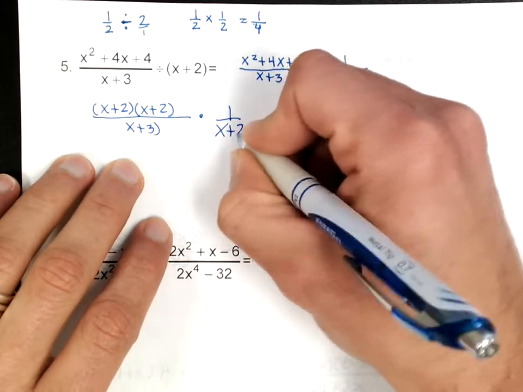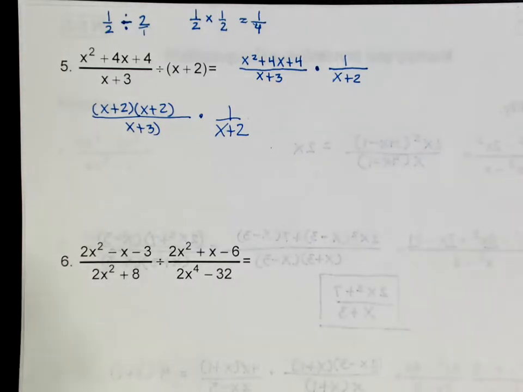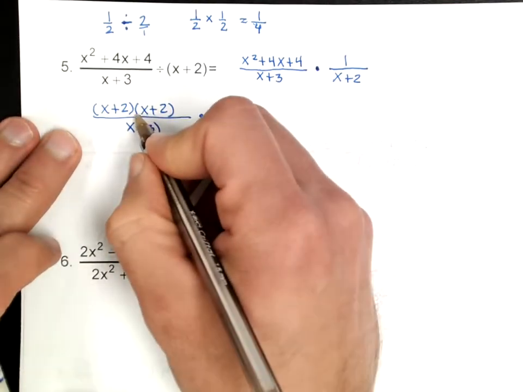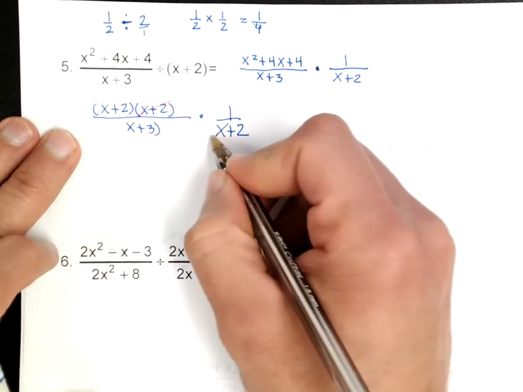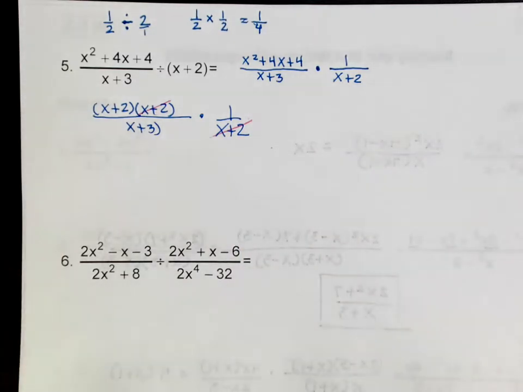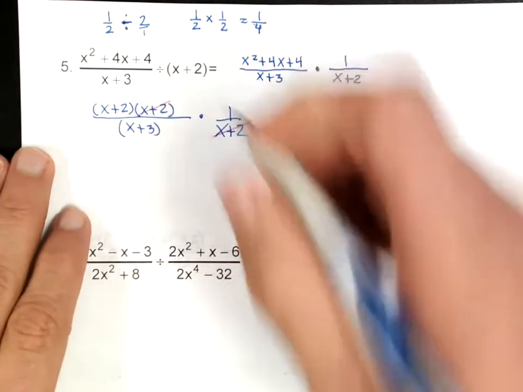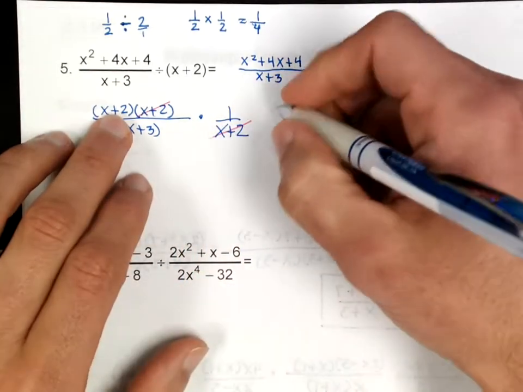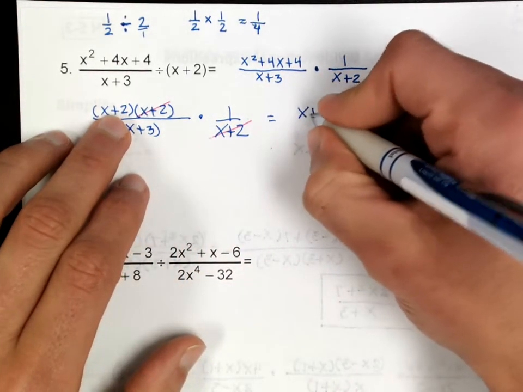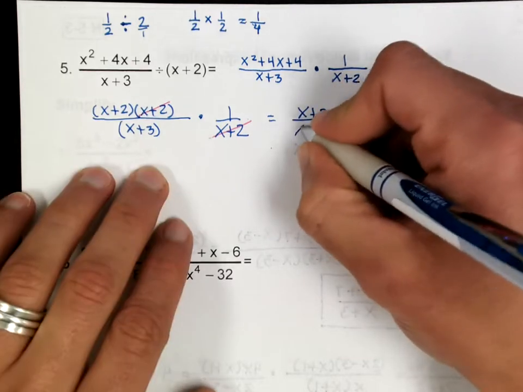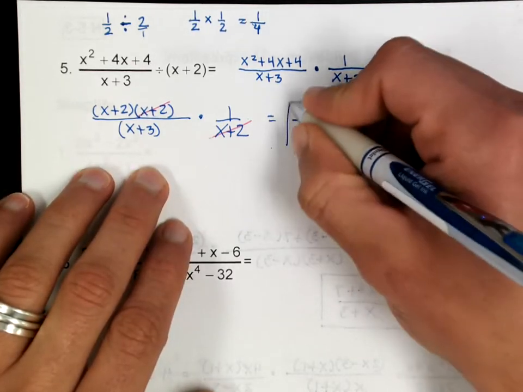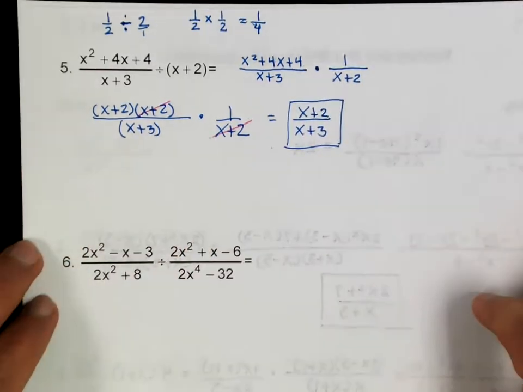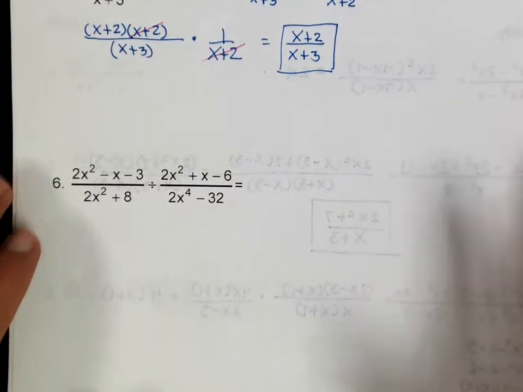Well, here comes the best part about this. Just start canceling. Remember, one has to be on top, one on bottom. So those two cancel. And then whatever I have left, that's what I'm writing. So I have 1 times x plus 2. That doesn't really change anything. That's just x plus 2. And this one's just going to be x plus 3. That's all I'm left with. Alright, let's take a look at number 6.